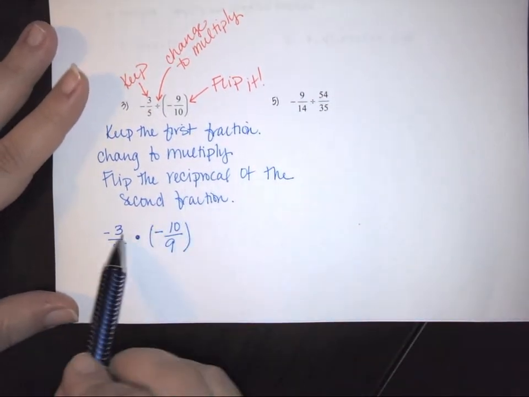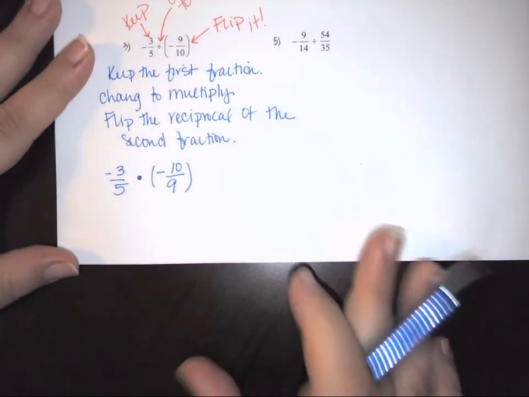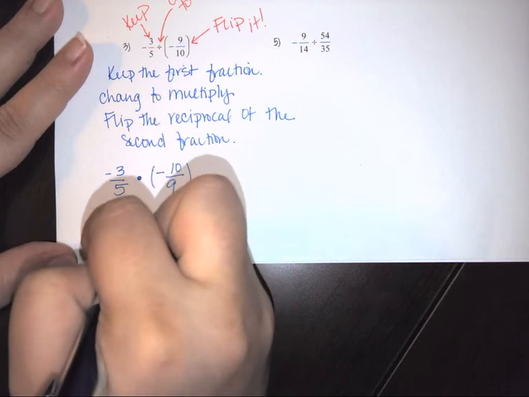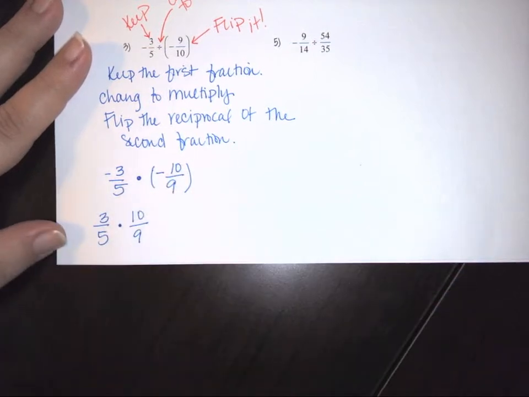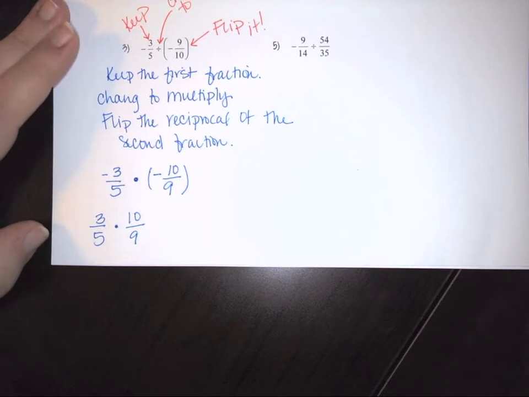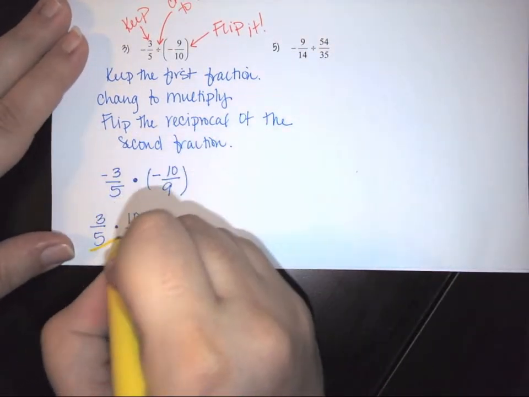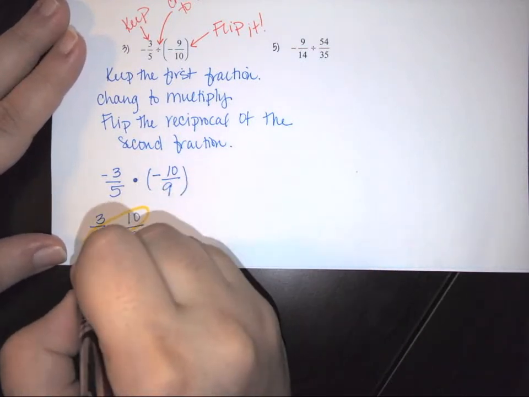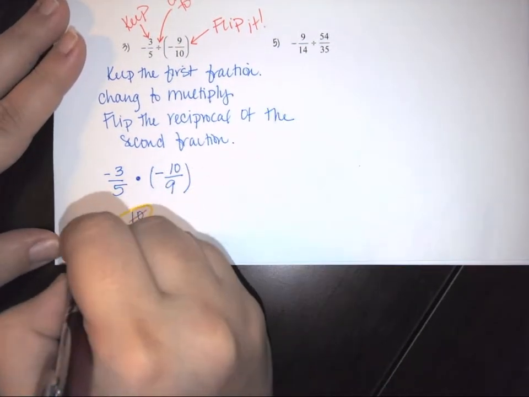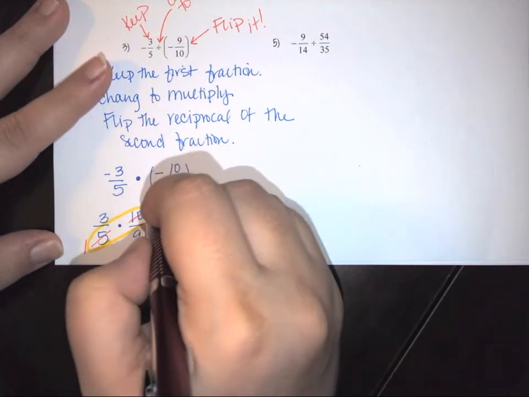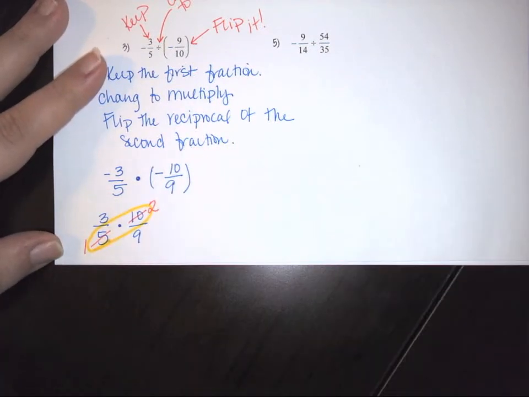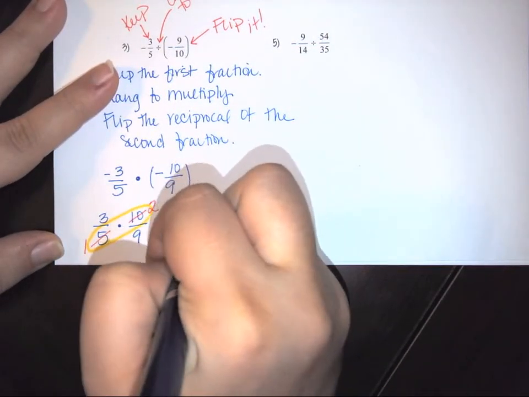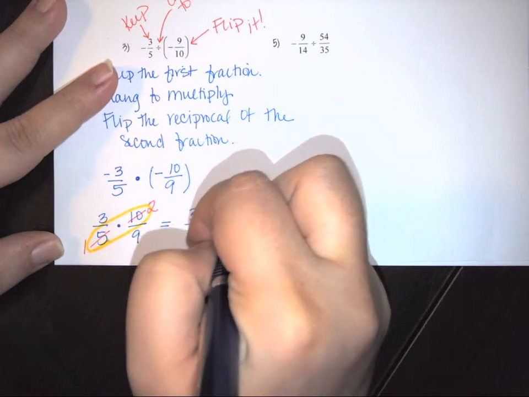Now, one thing that we know is that negative and negative are going to go away and leave it positive. So this is 3/5 times 10 over 9. And if I look, I have a couple things that are in common. So here, if I look at this diagonal, I have a 10 on top and a 5 on bottom. So that means they each get to go away. 5 becomes a 1, and 10 becomes a 2. So that is going to change this to being 3 over 1 times 2 over 9.